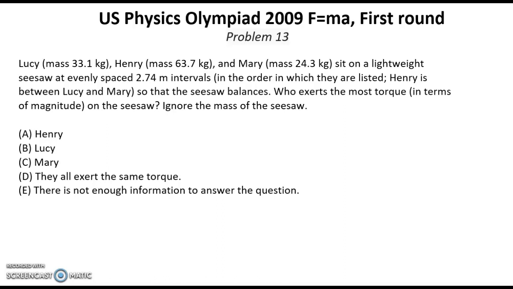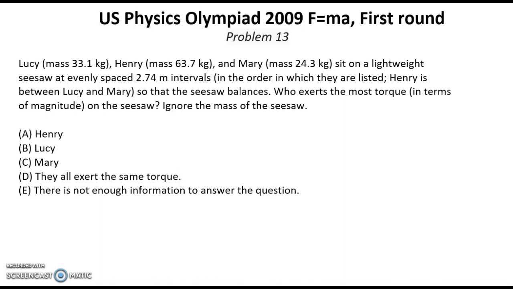Solution. In this problem we don't even need to calculate anything, because let's say we have a point of balance exactly at the point of Henry. It means that Lucy will create a greater torque than Mary, and there will be no balance. The seesaw will go counterclockwise if Lucy is at the left and Mary at the right.